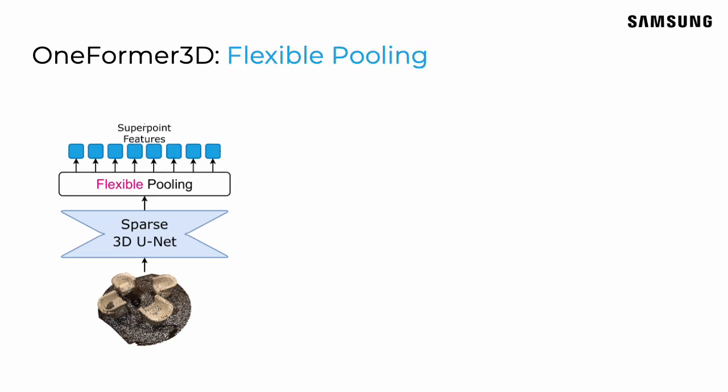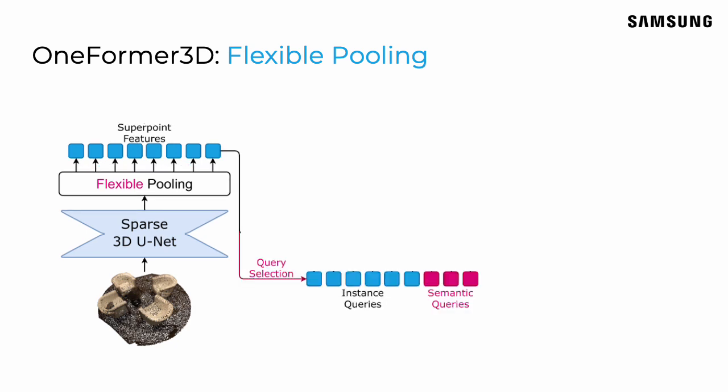Our first novelty is flexible pooling based on superpoints, which are basically groups of nearby points in a point cloud. First, we calculate point features with a backbone model and average these features in each superpoint. These are our superpoint features. The number of superpoints is orders of magnitude smaller than the number of points, making our approach computationally efficient and scalable. Dividing a point cloud into superpoints has another benefit.